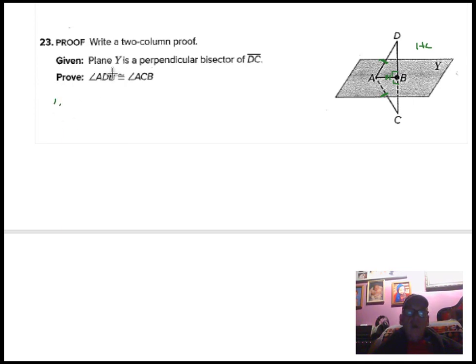So for one, plane Y is perpendicular bisector of DC. That's given. From that, then we can say that AB is perpendicular bisector of DC.